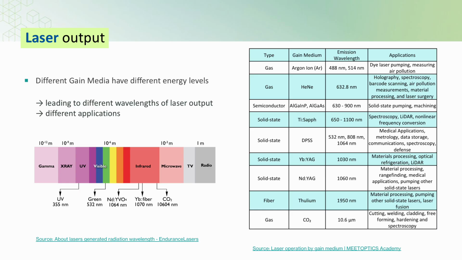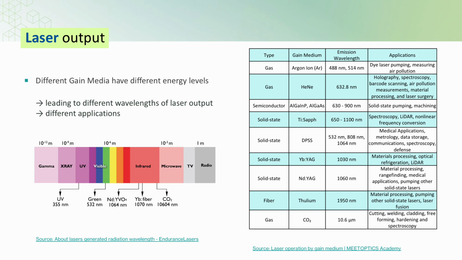It is a table about how different materials of gain medium would emit different wavelengths of energy and their application. For example, CO2 gain medium would help to emit laser light at wavelength 10,604 nanometers, which is in the range of infrared. Suitable wavelengths of lasers must be chosen for different applications.